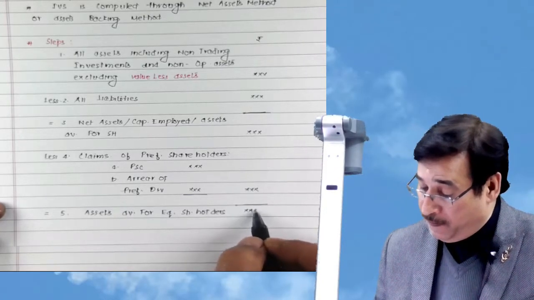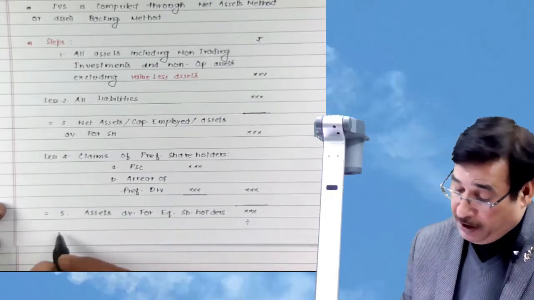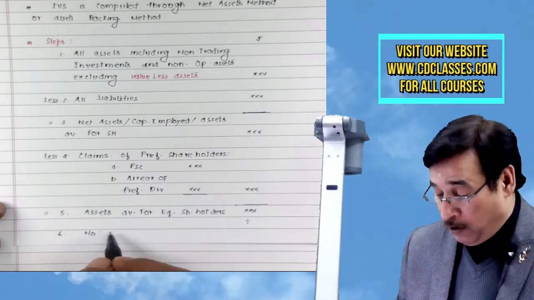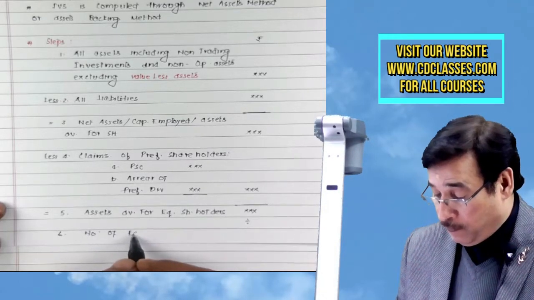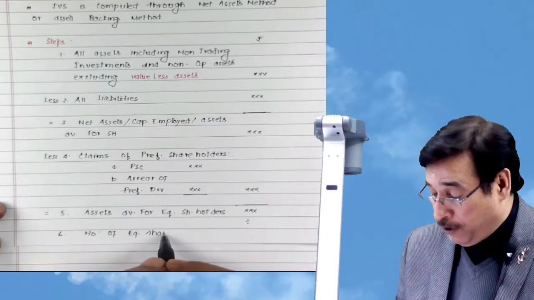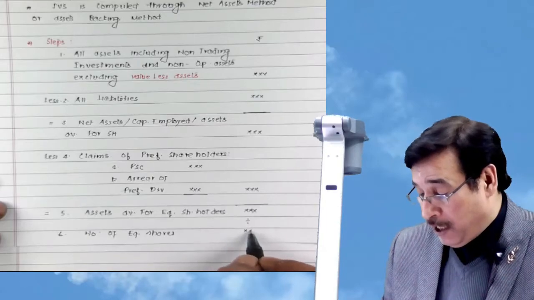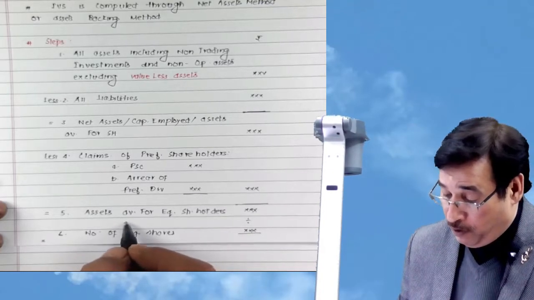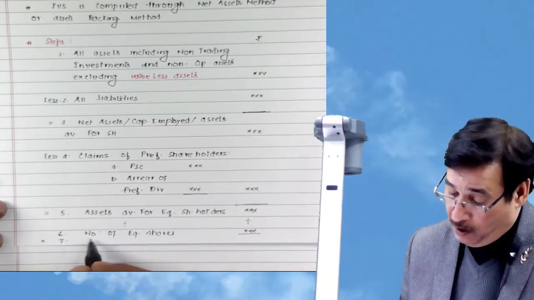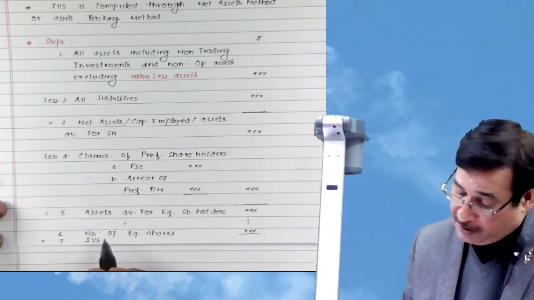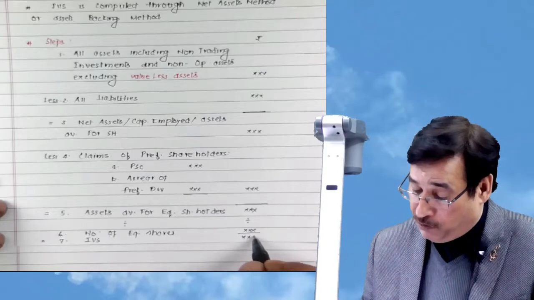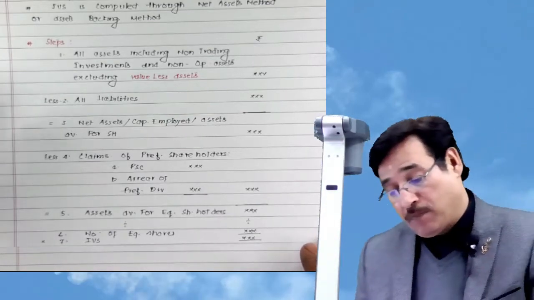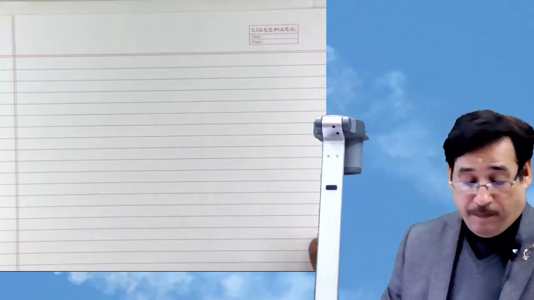Once you get that, then all you need to do is to divide it by the number of equity shares. By dividing it by the number of equity shares, what do we get? We get the intrinsic value of share, IVS. If IVS is more than the face value of the share, that means your investment is safe, and if it is not, then your investment is not safe. Are you getting my point or not?